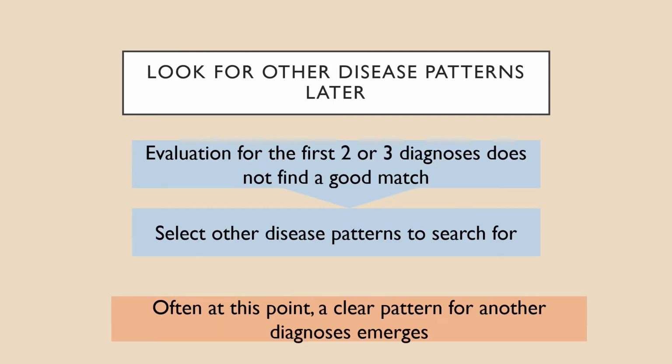Look for additional disease patterns later, only after you have found that the initial 2 or 3 diagnoses are not a good match. Only then should you seek out other patterns. Many times, a clear pattern for a diagnosis emerges at this point, because you have probed for enough information for that pattern to become apparent and recognizable.